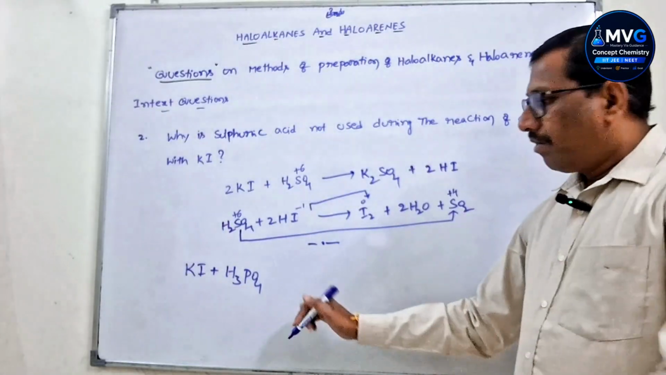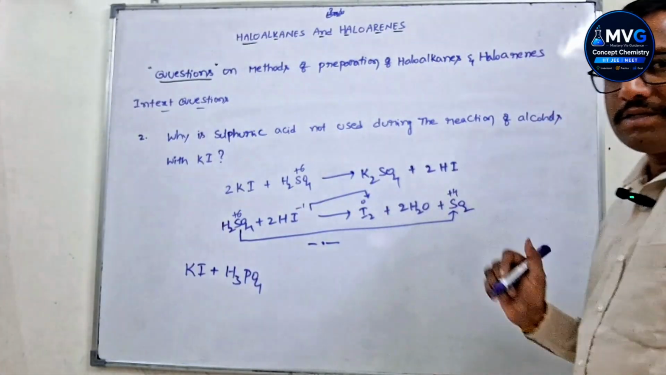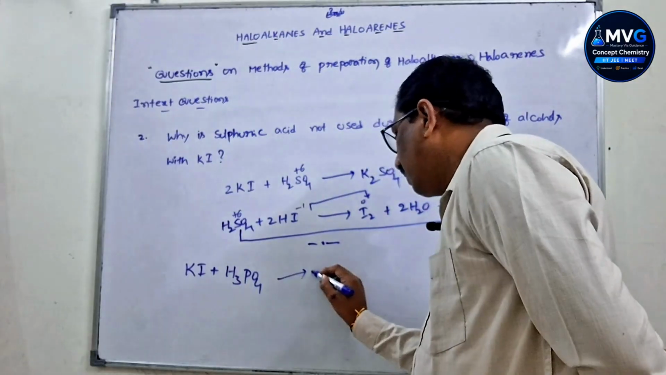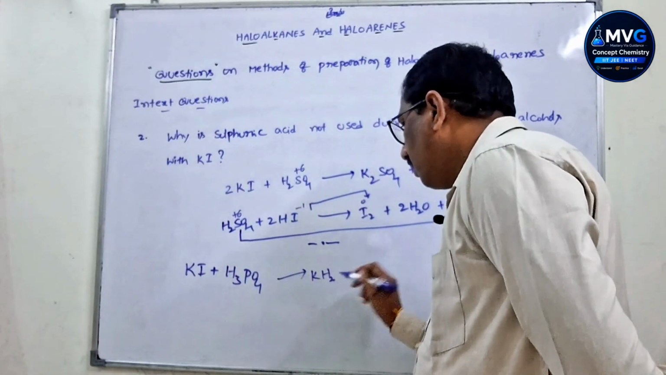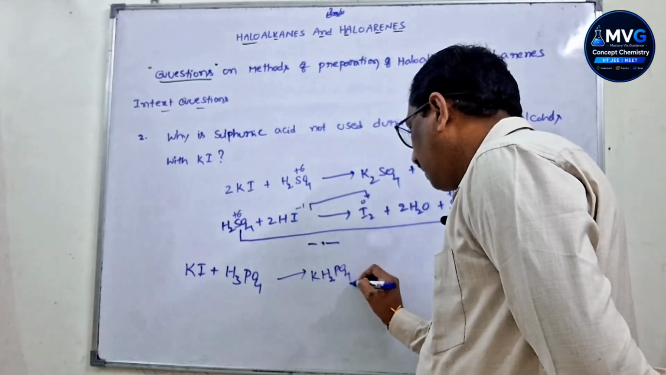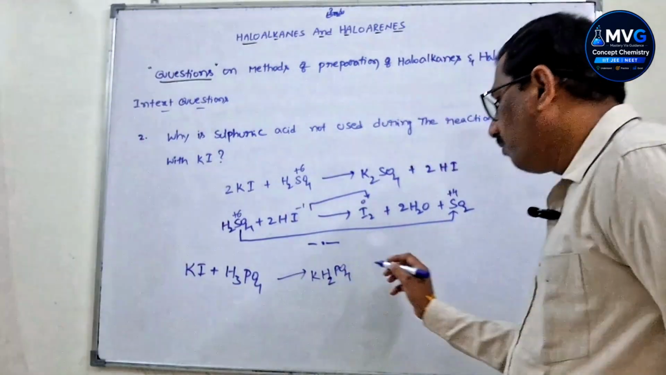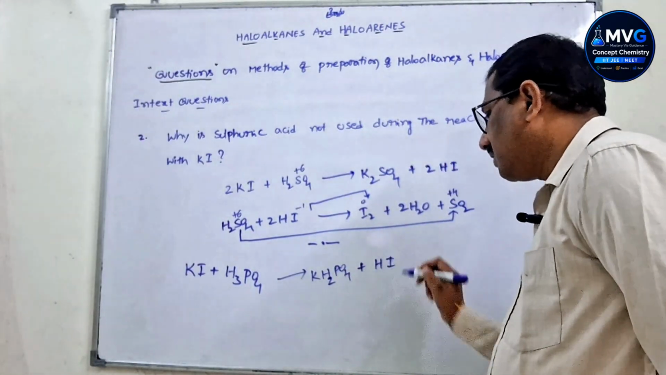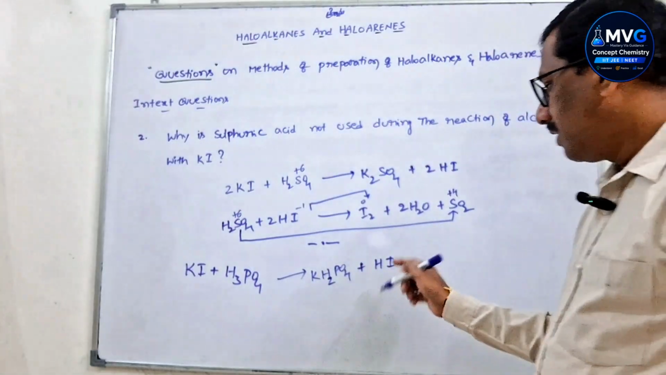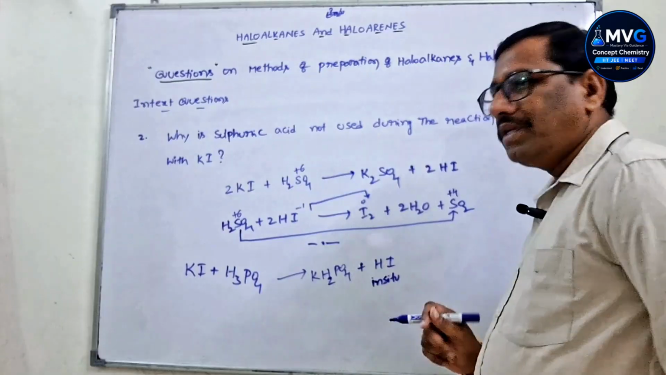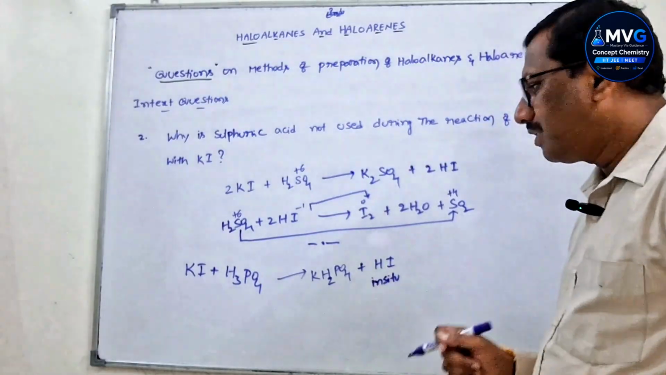That's extra. How we are preparing iodoalkanes I am also explaining here, students. KI plus H3PO4 gives KH2PO4. KH2PO4 plus HI is given. Now it is the in situ HI. In situ means highly reactive and less stable HI, students.